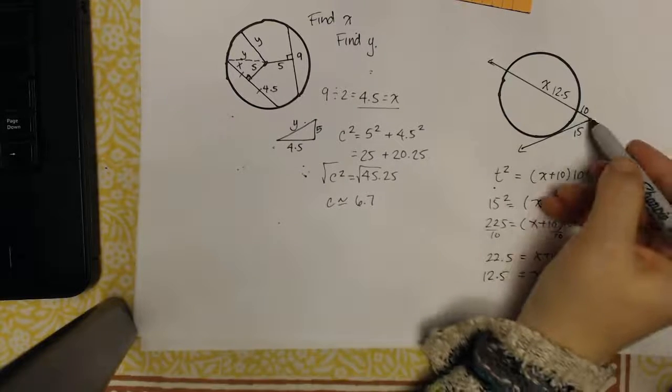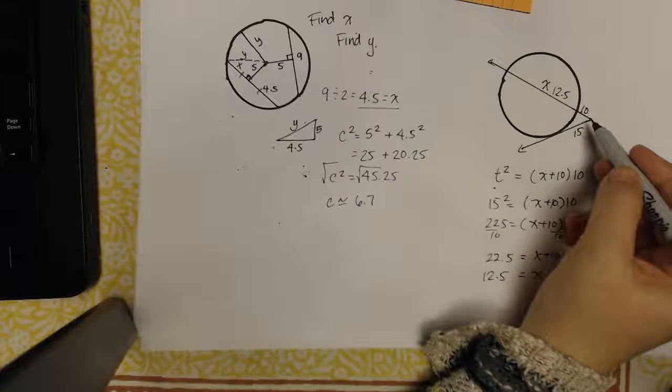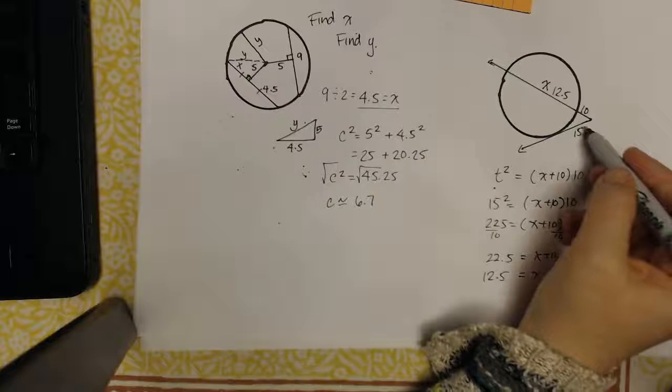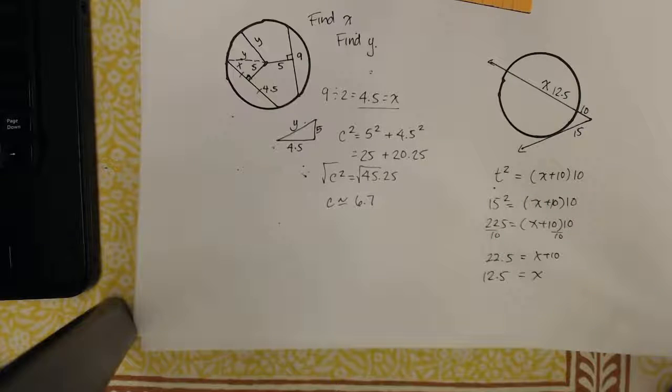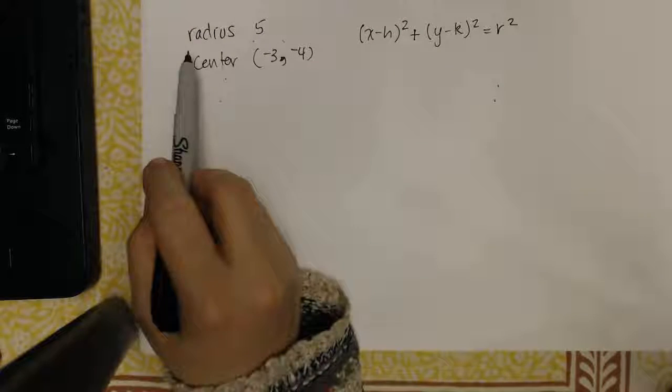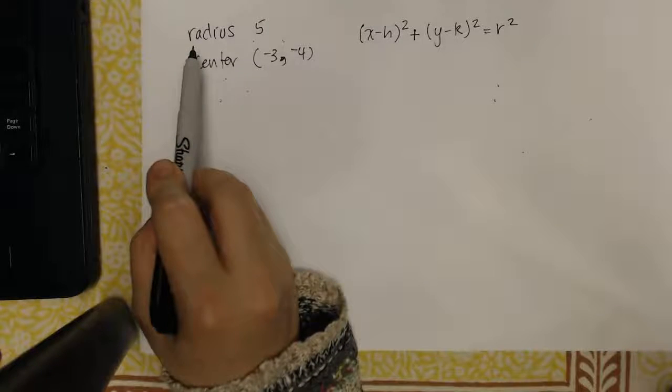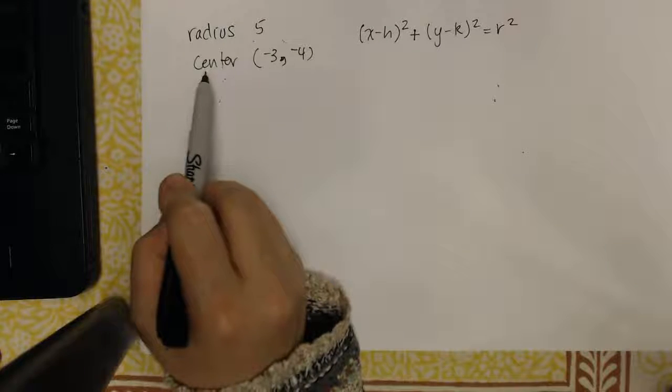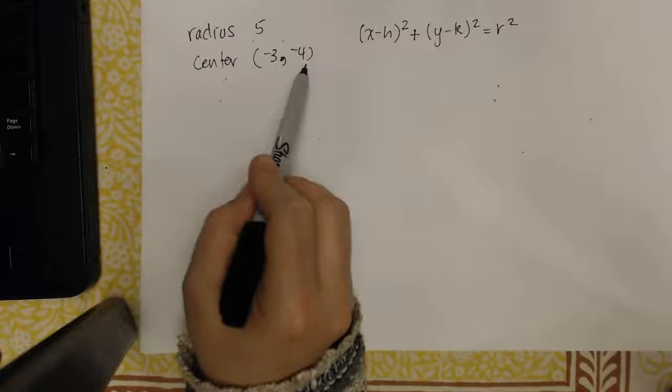If my problem were asking for the length of the whole piece, that would be 22.5, and then the tangent piece is 15. So this last one asks you to give the standard equation for a circle that has a radius of 5 and then has its center at -3 and -4.